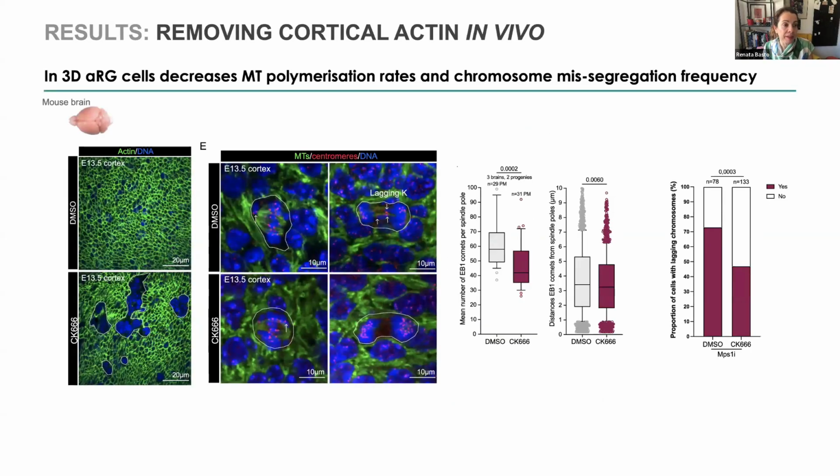And we think the same mechanism is actually true, because if we now treat cerebral cortex for very short periods of time with the same inhibitor, these lagging chromosomes that we can identify every now and then become less frequent. The quantification is here, where the mean number of comets and the distance traveled is also decreased.